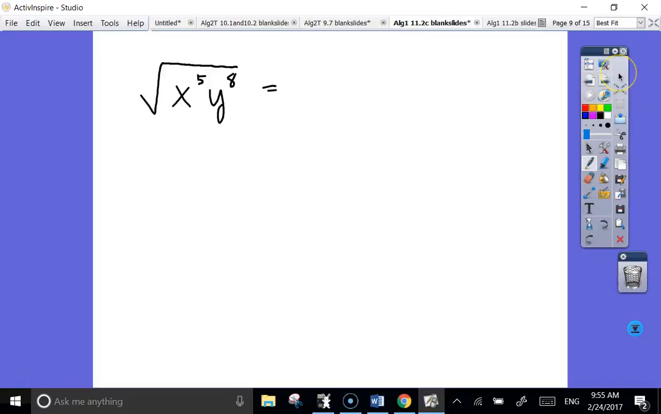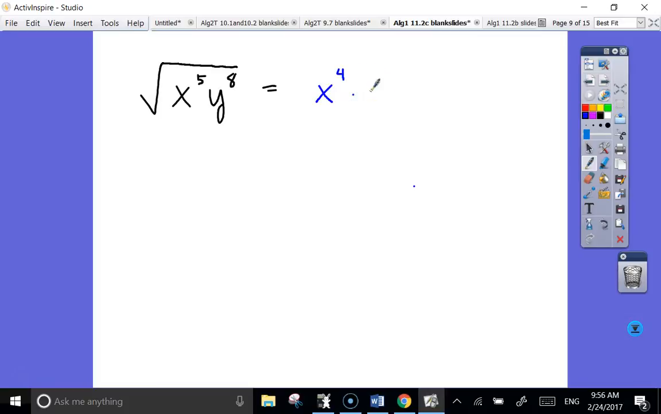Okay. What will I do in this one? Do I need to split up the x to the 5th? Yeah, I have to, right? Because 5 doesn't divide by 2. I have to split this. So how am I going to split up the x to the 5th? X to the 4th times x.